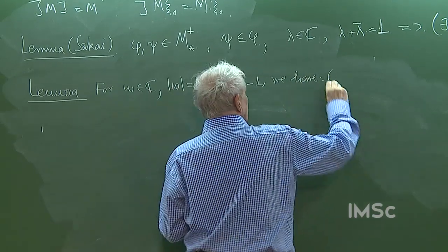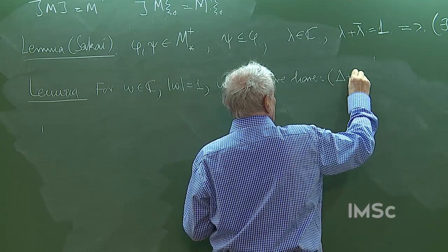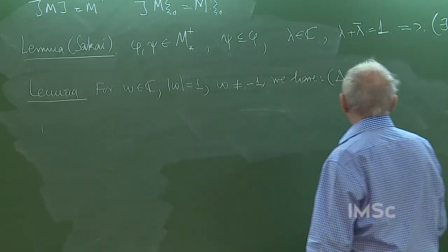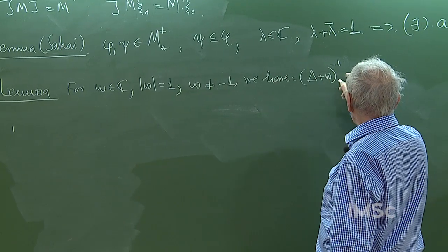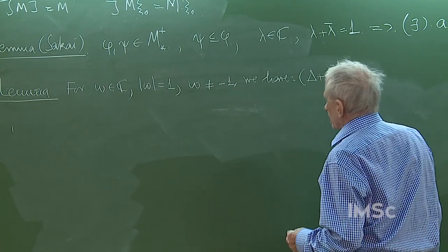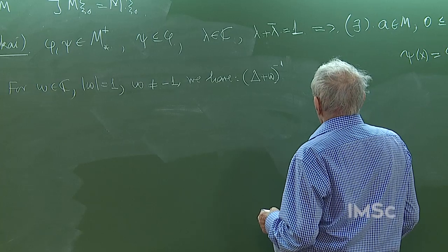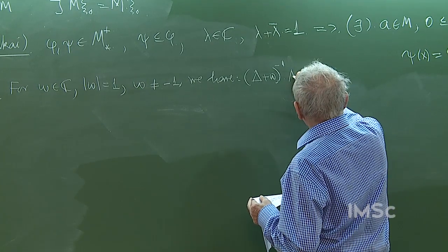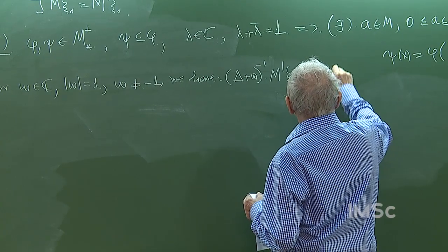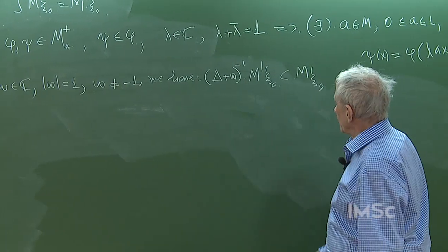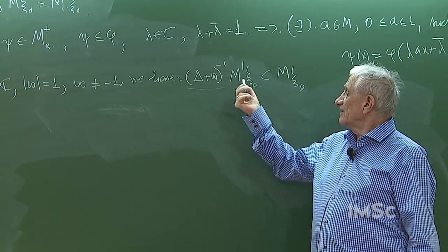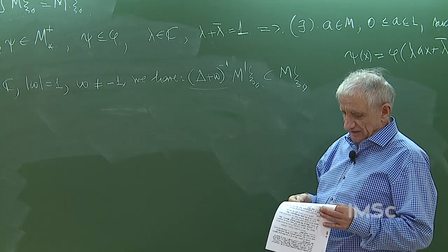the fact that delta plus omega minus 1, this exists, of course, because omega is different from minus 1 and of modulus 1. M prime psi naught is included in M psi naught. So you see now this provides a bridge between M prime psi naught and M psi naught.